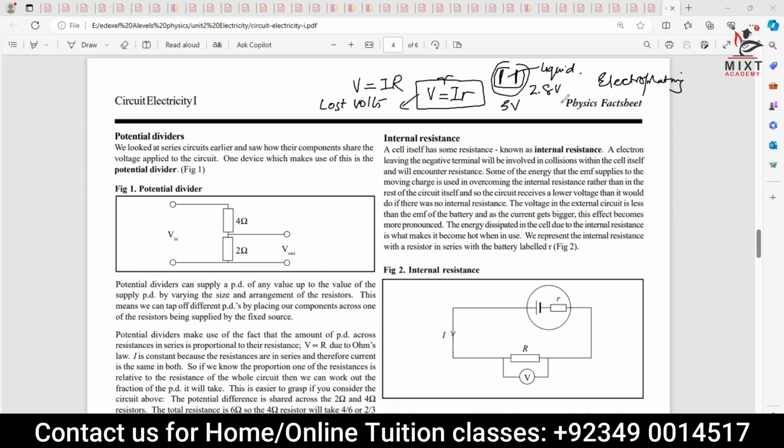So what is internal resistance? A cell itself has some resistance, and this is known as internal resistance. Electrons leaving the negative terminal will be involved in collisions with the cell itself and will encounter resistance. Some of the energy that the EMF supplied to move charge is used in overcoming the internal resistance rather than in the rest of the circuit itself. So the circuit receives a lower voltage than it would if there was no internal resistance.